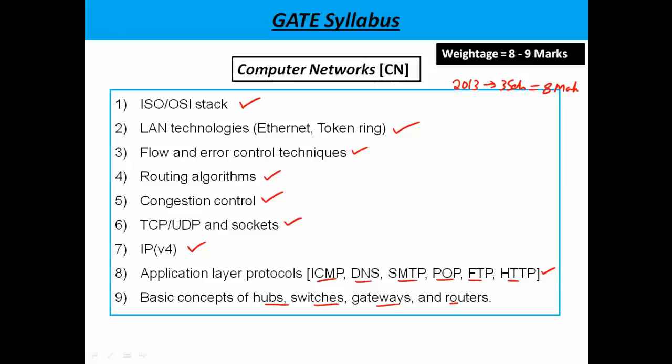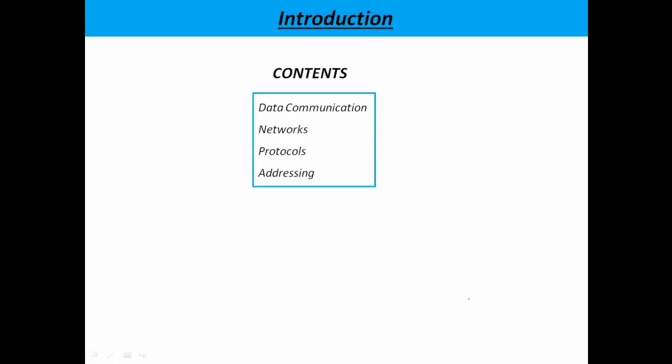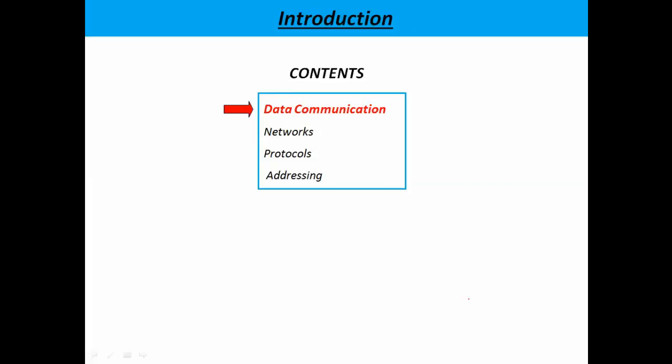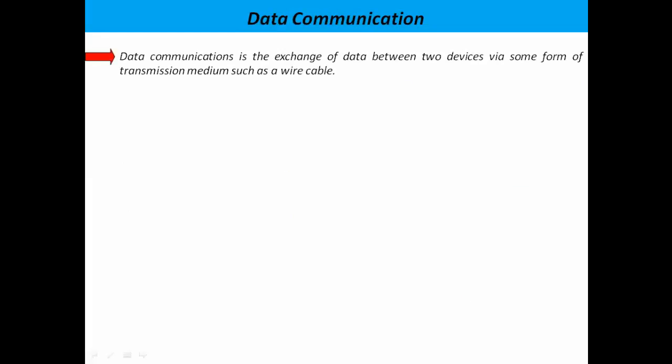Fine, guys. Let's start with introduction and proceed with the concepts. Introduction. We'll be discussing these concepts. What is data communication? Data communication is an exchange of data between two devices using some form of transmission medium. It can be either wired or wireless also.